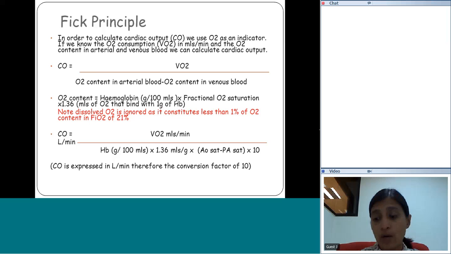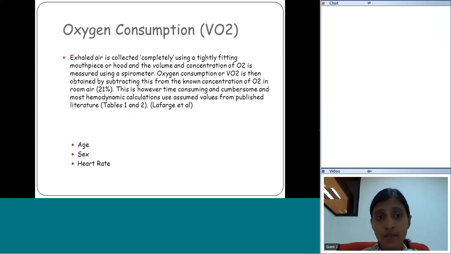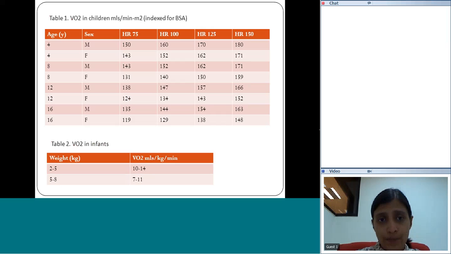Now we've already gone through this, we really don't need to go through this again. So this is the table that I was talking to you about. You see here that it gives you age, sex, heart rate. In fact, at various heart rates, the VO2 in mls per minute per meter squared is different. Remember that this is per meter squared, so you have to adjust it for the body surface area of the patient. That is why it is important to get height, weight, and then calculate body surface area. And supposing the body surface area is 0.8, then you have to adjust it for the body surface area.